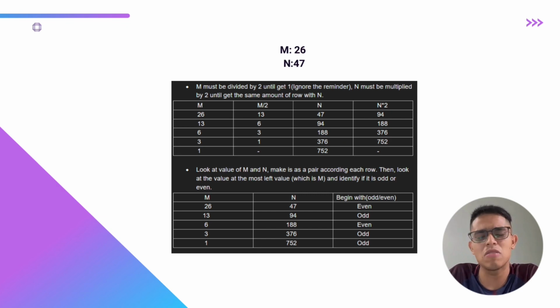And the next one we got 3, which is an odd value, so we label it again as begin with odd. And the last one we got 1 and 752, and 1 is an odd number, so we must label it begin with odd. So here we got 2 pairs of values that begin with an even number, and 3 pairs of values that begin with an odd number.